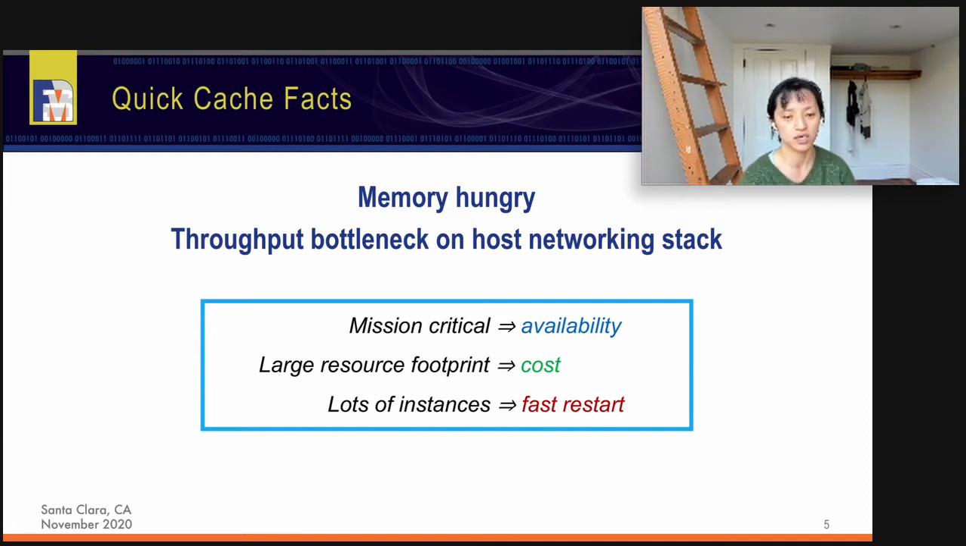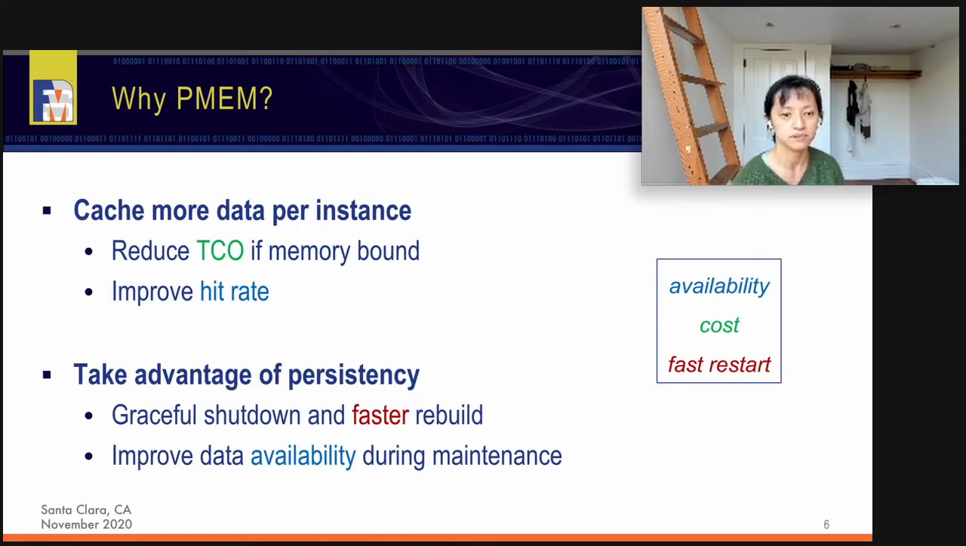And also because we use a lot of resources to run caches, any improvement in terms of efficiency can lead to cost reduction, which is desirable for a business. And finally, from an operational perspective, since we run so many instances across different clusters, it's always nice if we are able to achieve faster restart so we can upgrade and maintain our clusters very efficiently.